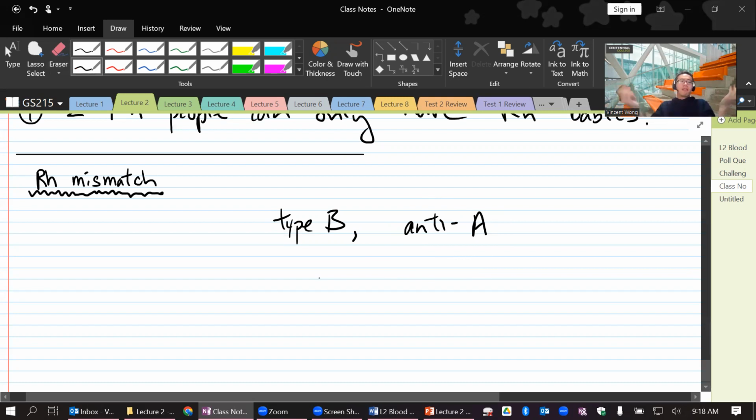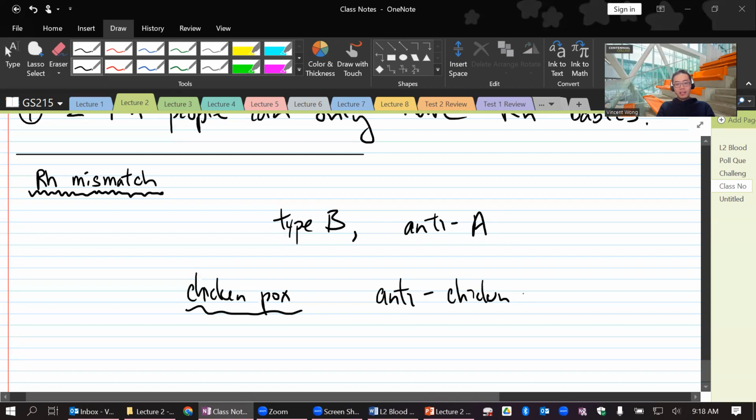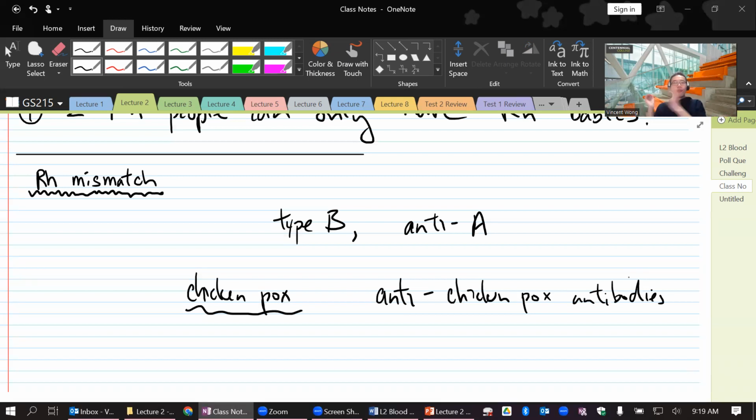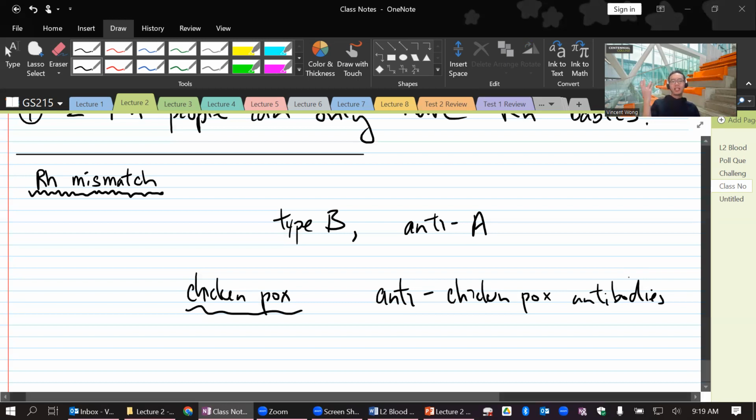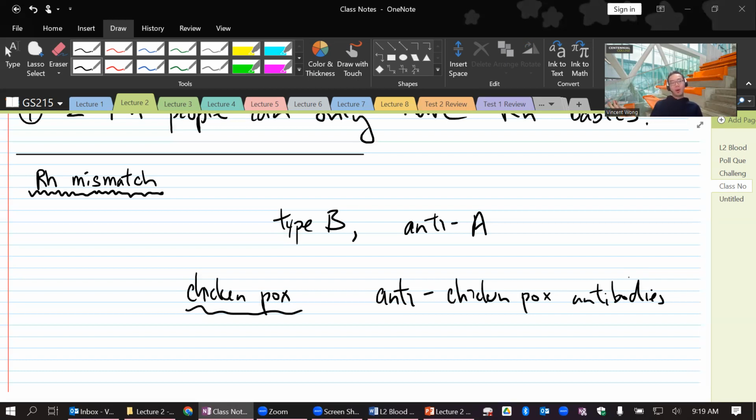If you think about it, like my favorite example, right? Chicken pox. Okay, how do you make anti-chickenpox antibody? What condition needs to occur first before you can make anti-chickenpox antibodies? Are you born with anti-chickenpox antibodies? You have to contract the virus. Exactly, right? You got to get chickenpox first, and then you make the anti-chickenpox antibodies, right?